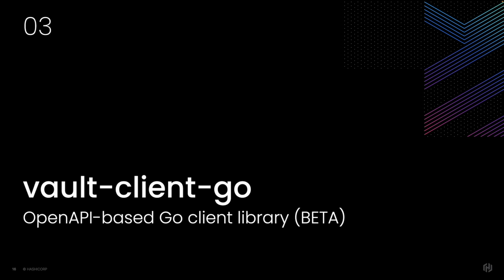So one of the best uses of OpenAPI spec is generating client libraries. And we now have two new libraries currently in beta, vault-client-go and vault-client-dotnet. Let's take a look at vault-client-go first. Once it is fully released, it will be a successor to the existing Go library that we currently have under the Vault API directory in the main repo.